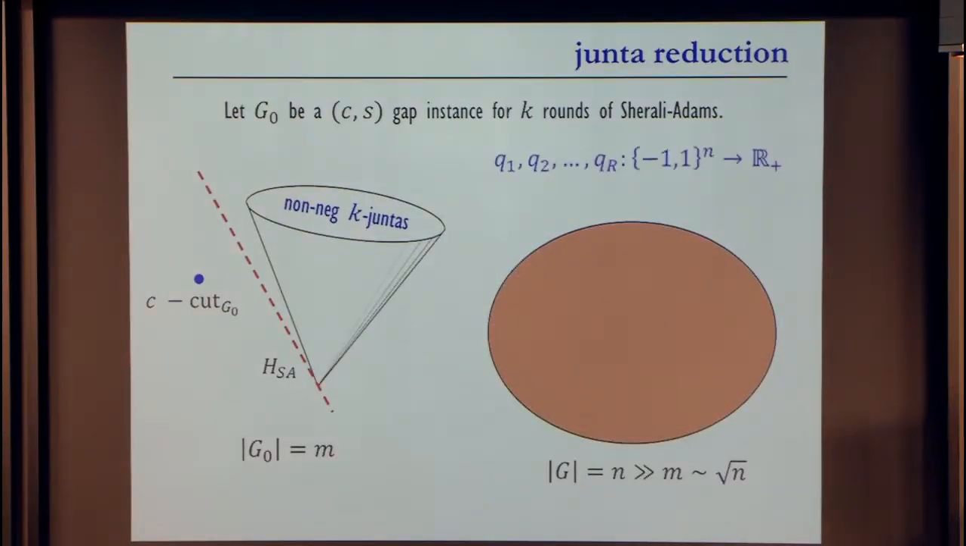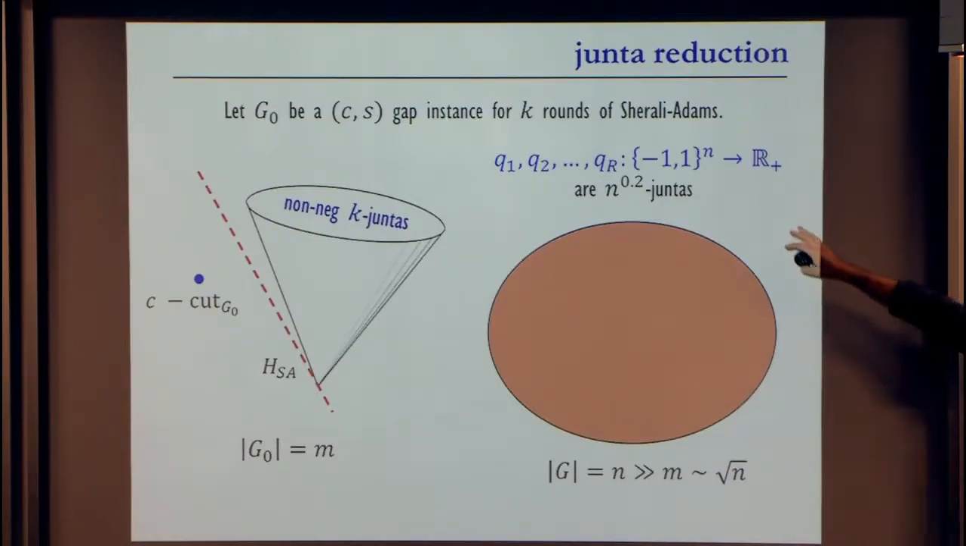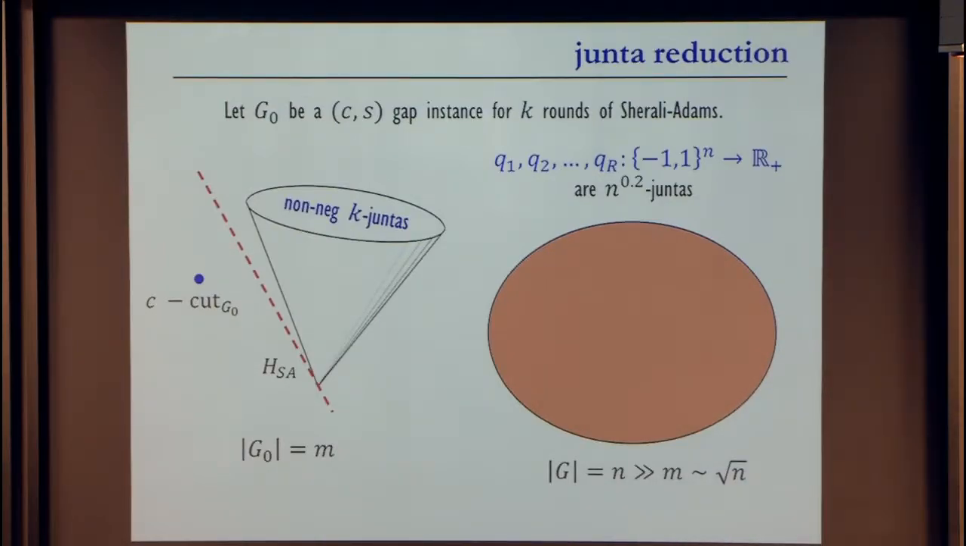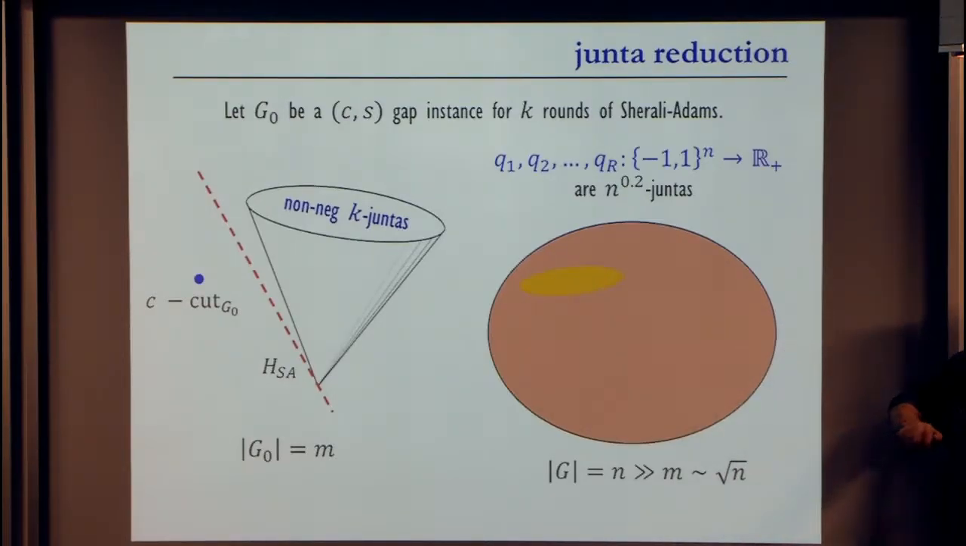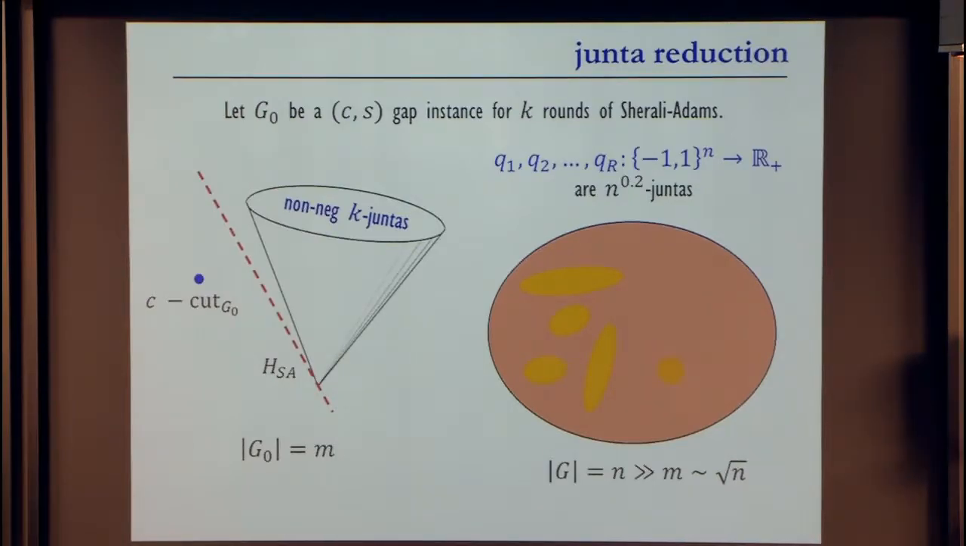The first class I want to extend to is to go from k-juntas to things which are still very special but depend on many more coordinates, n to the 0.2 juntas. The way we're going to do that is a commonly used method in things like this. We take some graph G on n vertices where n is much bigger than m. Think about m as being about root n. Each of these functions is an n to the 0.2 junta. So this is the set that Q1 depends on, this is the set that Q2 depends on, and so on. So we have all these sets that each Qi depends on.